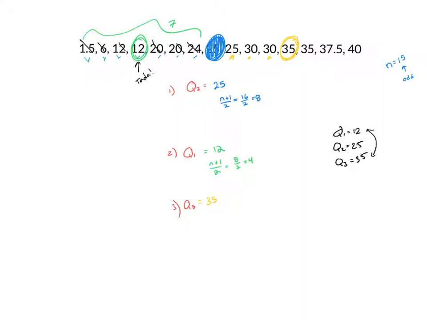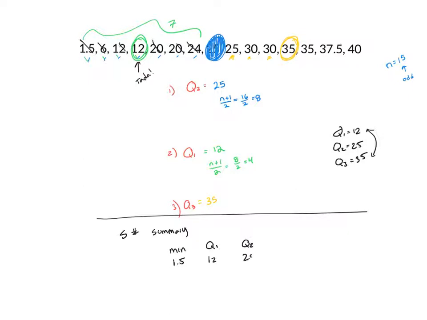If I want to add one more step in here, I can add a little bit more information. This gives us what's called the 5-number summary. The 5-number summary is the minimum, which for us is 1.5, Q1, which is 12, Q2, which is 25, Q3, which is 35, and the maximum, which is 40. This summary then tells me that, in reality, you guys are between 1.5 and 40 hours, but the middle 50% of you are between 12 and 35. So it gives me a complete summary of my data.